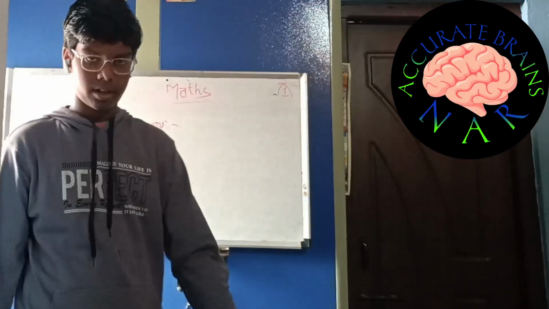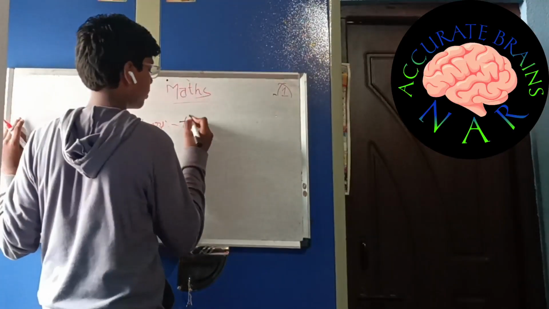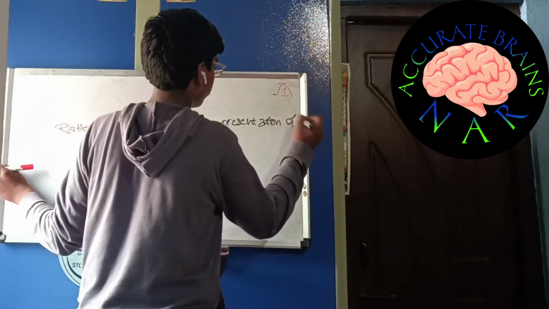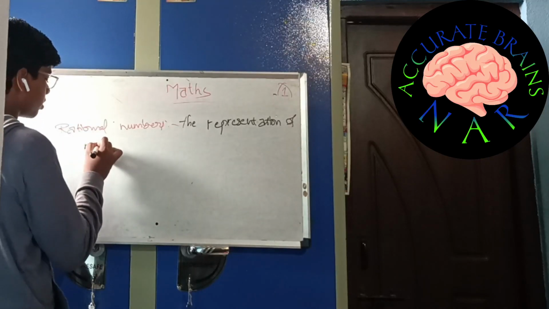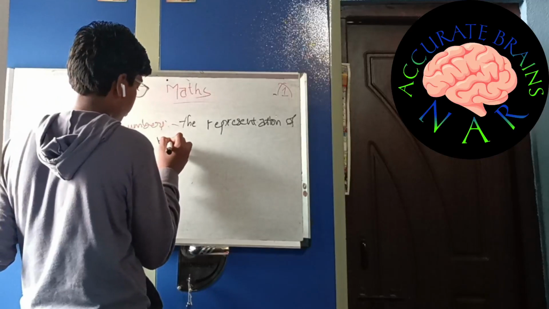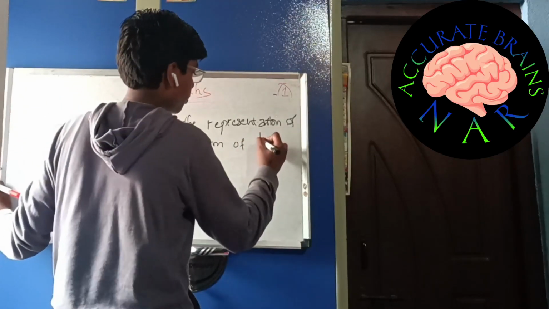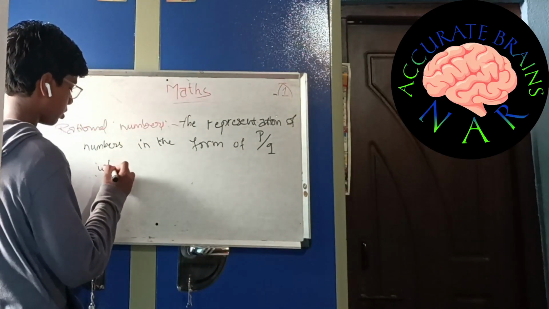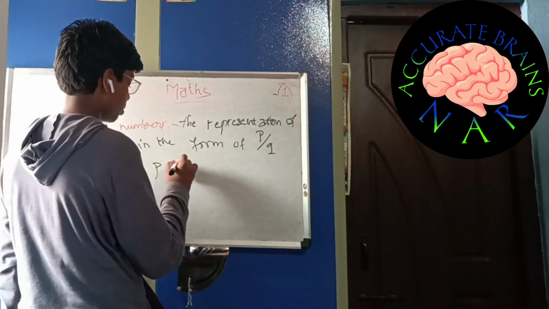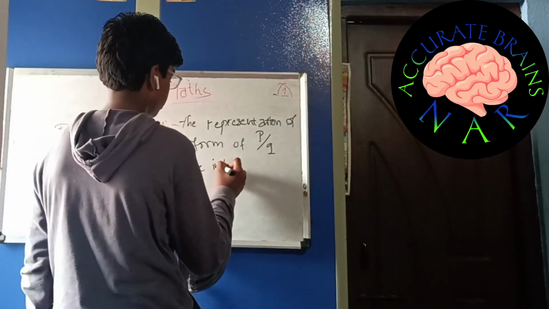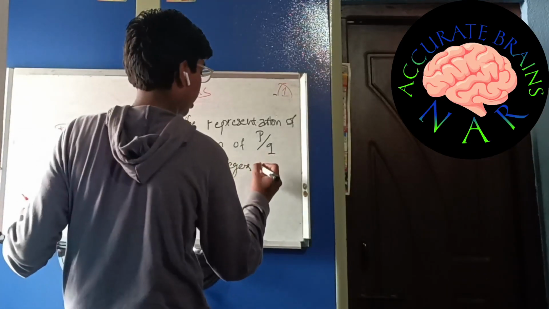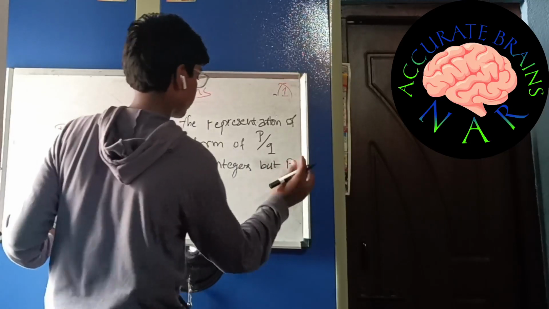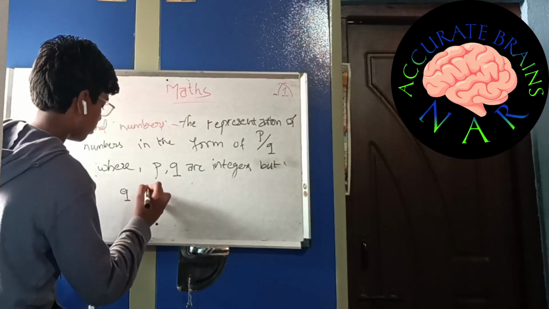So here, rational numbers are nothing but the representation of numbers in the form of P by Q. They are called rational numbers, where P and Q are integers, and Q is not equal to 0.